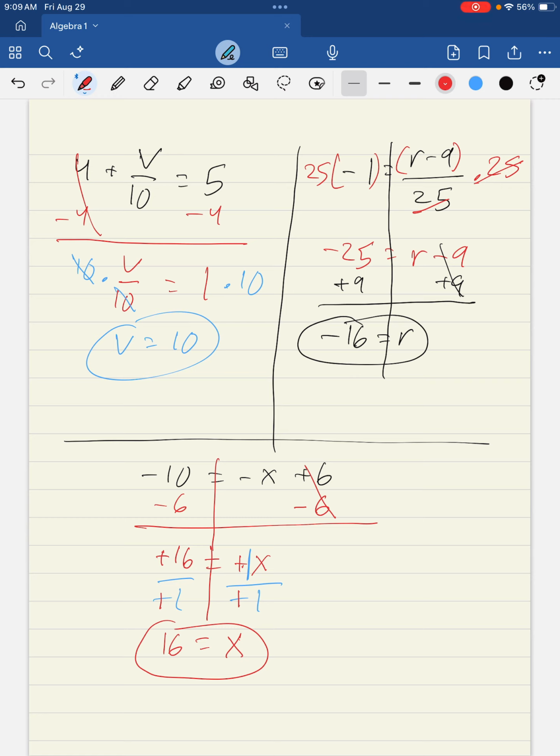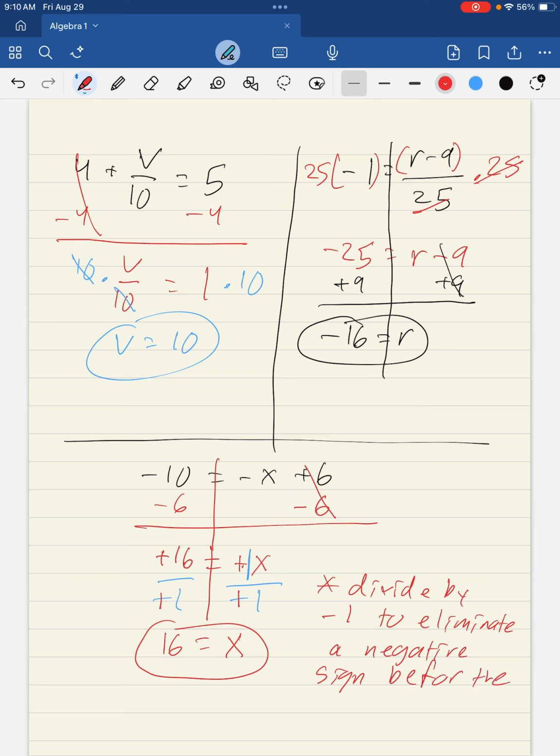There we go. So just remember, if you ever need to eliminate a negative before a variable, you can divide by negative 1 to eliminate a negative sign before the variable. Oops, I forgot my E. Boom. There we go.